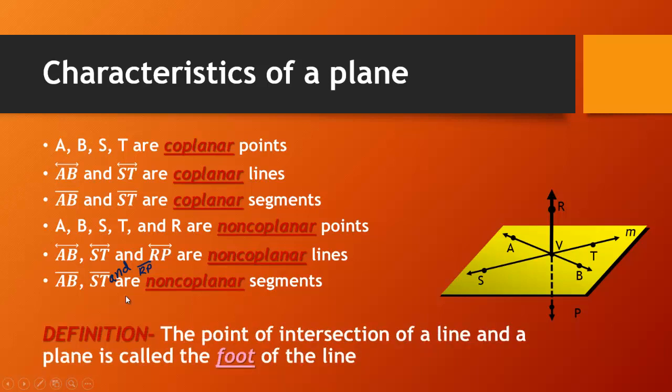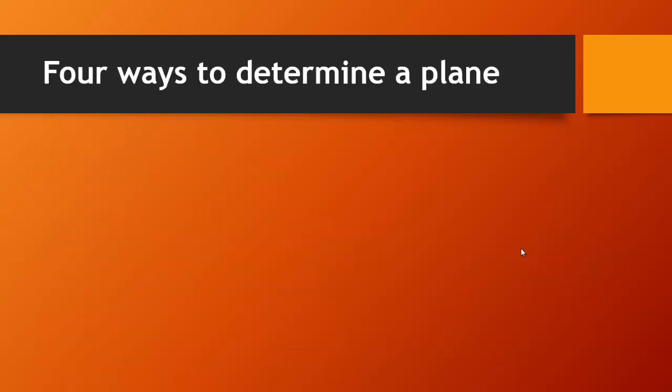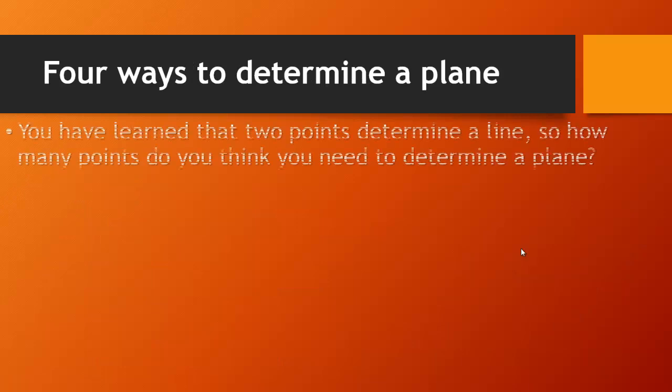You're going to hear this term a little bit, so it's important to know what it is. The point of intersection of a line, so let's say line RP, and a plane is called the foot of the line. So for example, V would be the foot of line RP, meaning that's the point where it intersects with the plane. Now there are 4 ways to determine a plane.